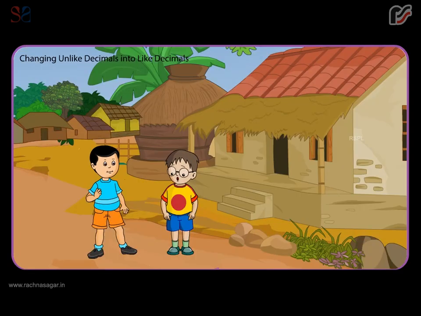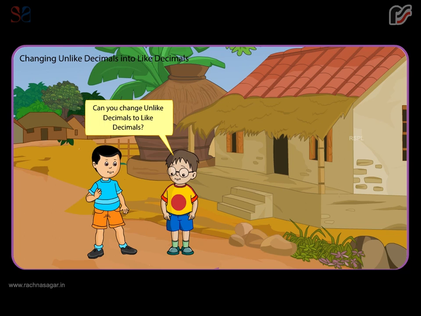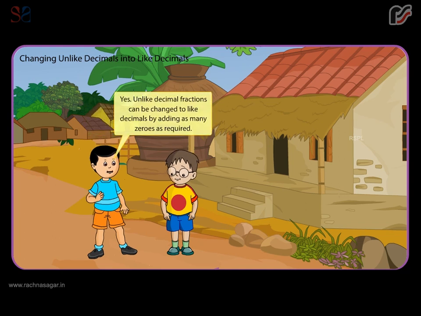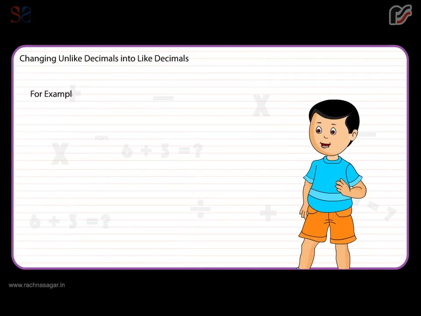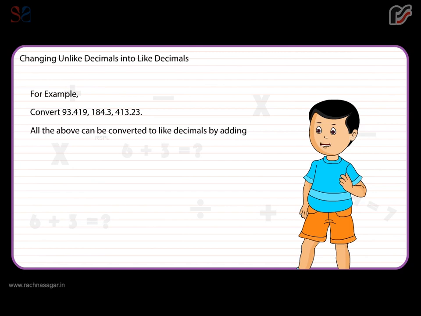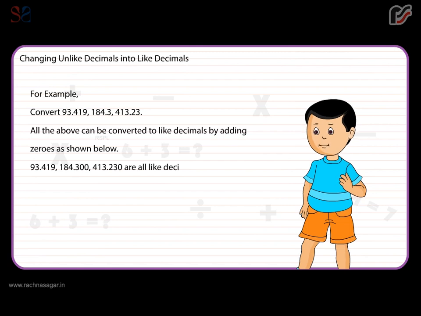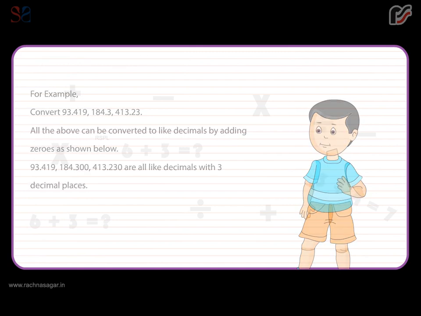Changing unlike decimals into like decimals. Can you change unlike decimals to like decimals? Yes, unlike decimal fractions can be changed to like decimals by adding as many zeros as required. For example, convert 93.419, 184.3, 413.23. All the above can be converted to like decimals by adding zeros as shown below. 93.419, 184.300, 413.230 are all like decimals with 3 decimal places.